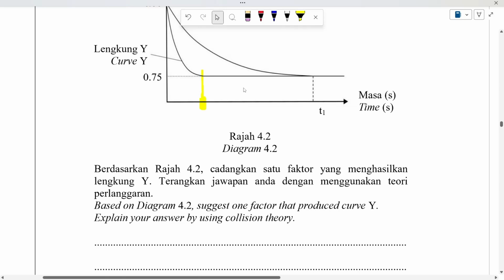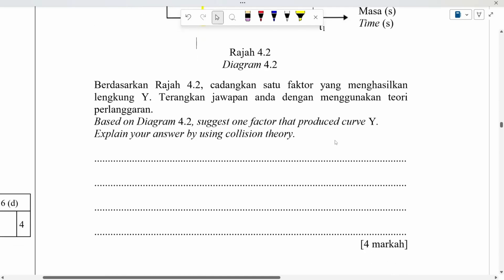So besides temperature, another one is what? Powder, that is the size. That is the total surface area. So how to increase the rate of reaction? By using the factor of size. Use zinc powder or smaller size, larger total surface area. So you pick one to answer this question, but you need to use the collision theory. So which one do you choose?